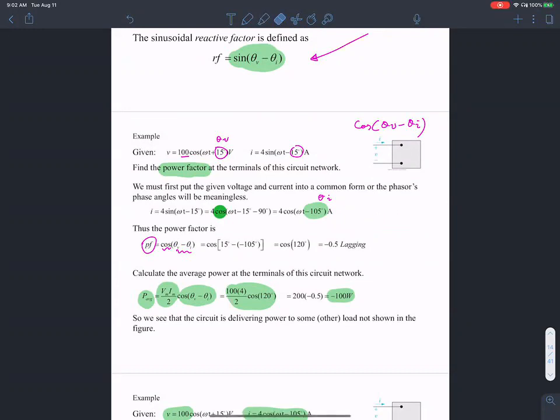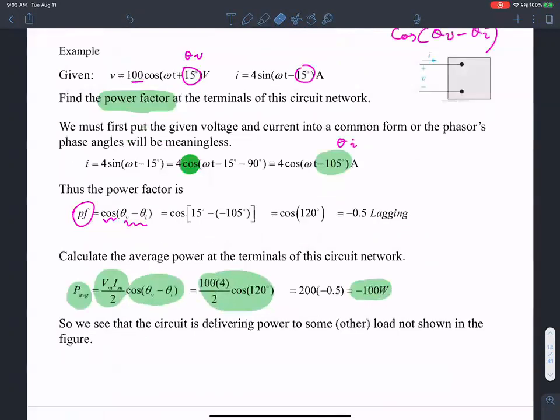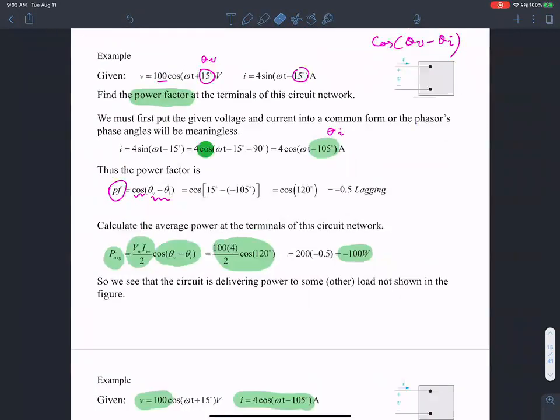Theta V minus theta I is positive. It's a lagging power factor.